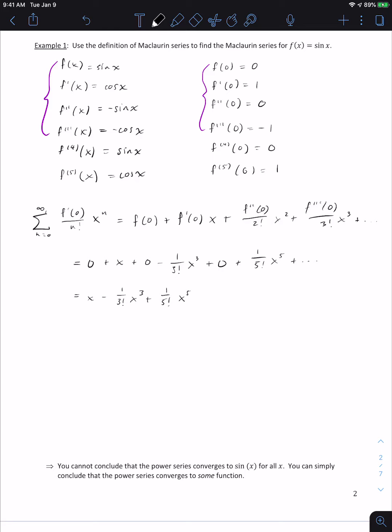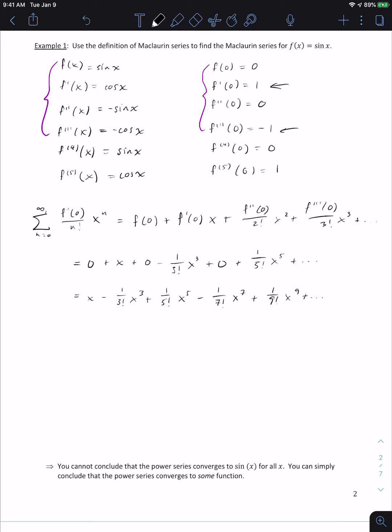And remember, this pattern would continue, right? It would repeat that every other term has a positive 1 coefficient or a negative 1 coefficient. So I know that since the coefficient for x to the fifth was positive, the next one's going to be negative, and it would be the next odd number. So this would be minus 1 over 7 factorial x to the seventh, plus the next one would be positive, and it would be the next odd, so 1 over 9 factorial x to the ninth, and so on. All right, that's what the pattern would look like.